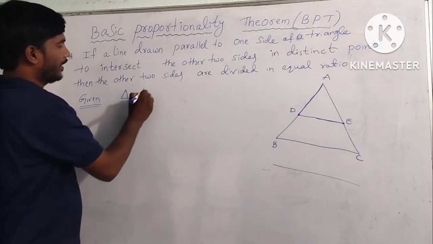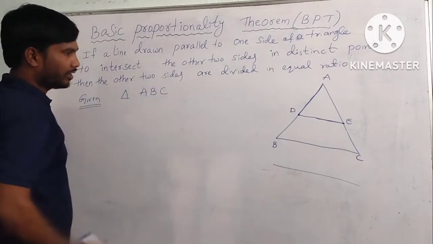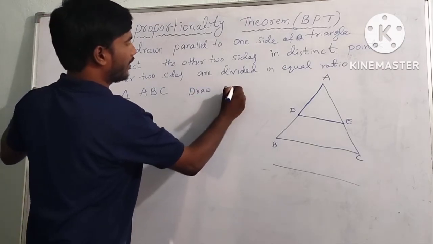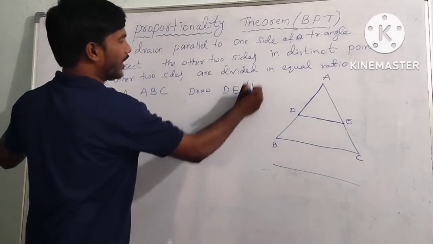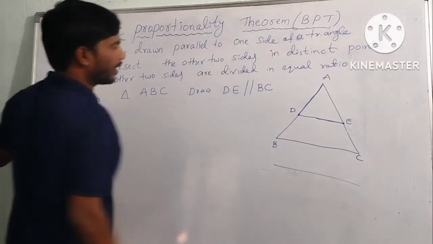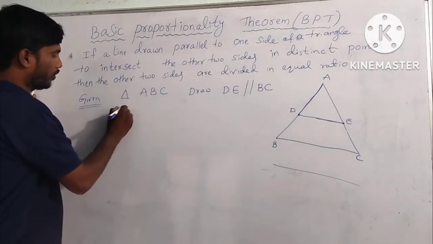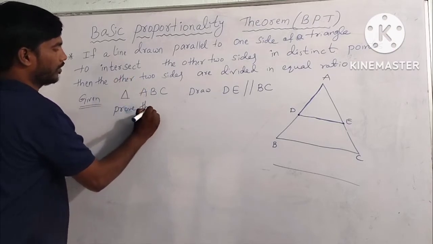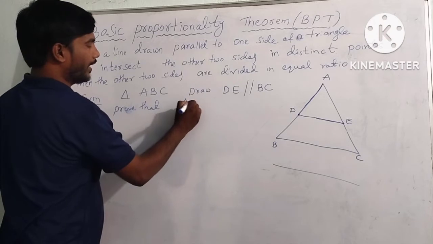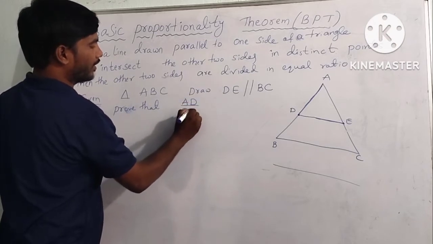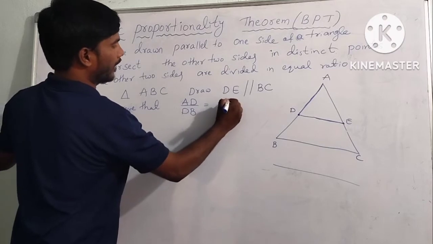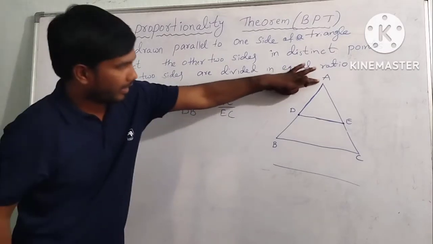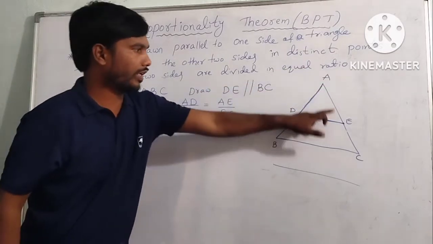Given: triangle ABC. In triangle ABC, we draw DE which is parallel to BC. Now the proof. What do we need to prove? Prove that AD by DB is equal to AE by EC. So we need to prove that AD by DB is equal to AE by EC.